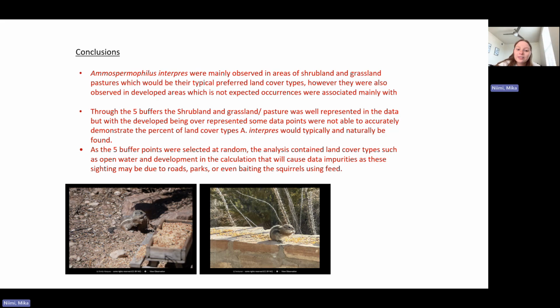As the 5 buffer points were selected at random, the analysis contained land cover types such as open water and development in the calculation that will cause data impurities, as these sightings may be due to roads, parks, and even baiting the squirrels using feeders.